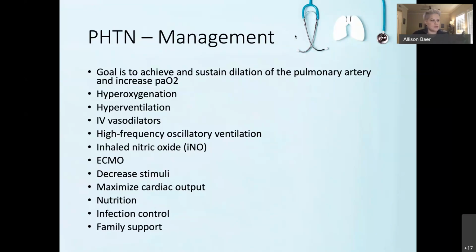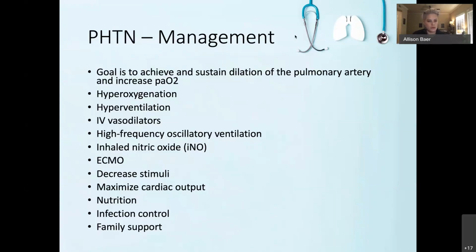IV vasodilator. So this is something like Flolan or Remodulin that are continuous infusions that you can start them on, and they work systemically, but they vasodilate, including the pulmonary vascular bed. High frequency oscillation for these kids, inhaled nitric oxide, which again is a direct vasodilator, but you can't go home on nitric and it's super expensive. So it's only used in the hospital, and you have to watch out for methemoglobinemia. I don't know if they'll ask about that, but you want to check methemoglobin levels regularly.